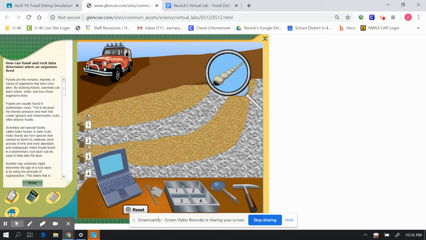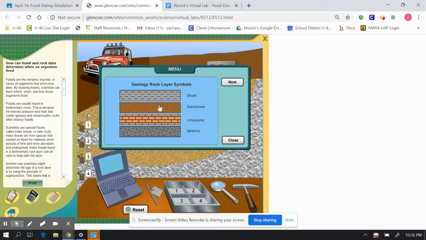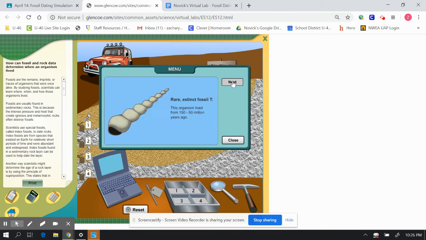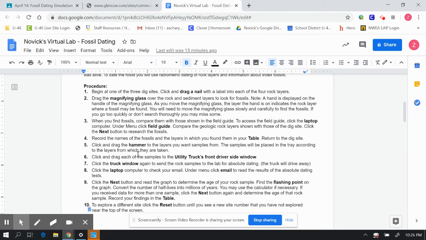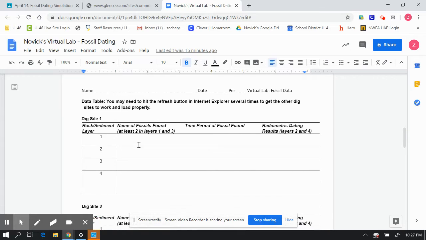Now I am in layer three and I am looking at a fossil. Once you do find a fossil, you go to your computer, you click field guide, and you see the different kinds of rocks that are around. Clearly this is igneous rock, so it's not shale, it's not sandstone. Where is that fossil? There it is. Okay, so now I found rare extinct fossil T. This organism lived from 150 to 50 million years ago. And now I can go to my data table and fill in the pertinent information.